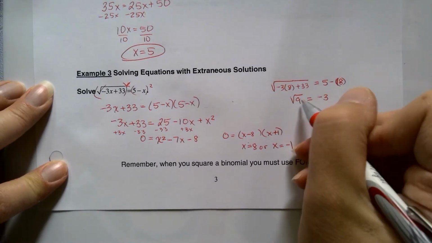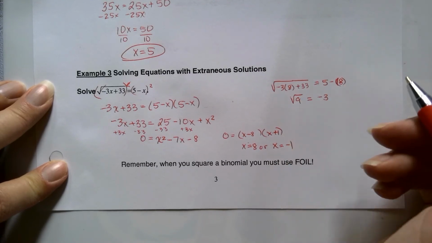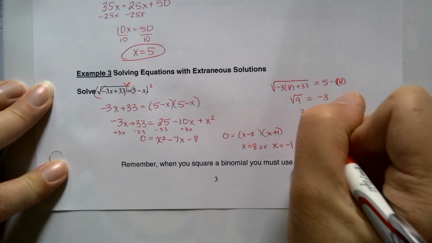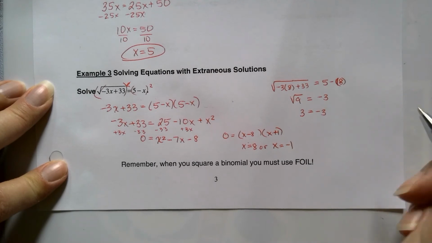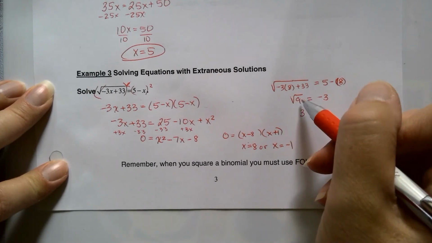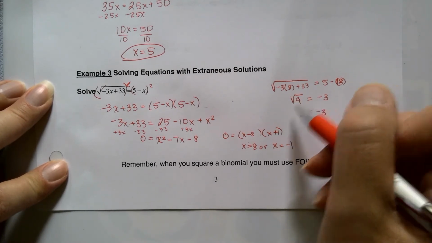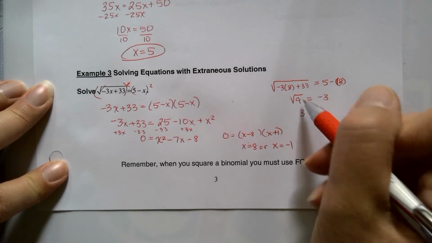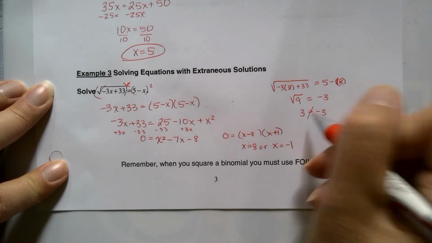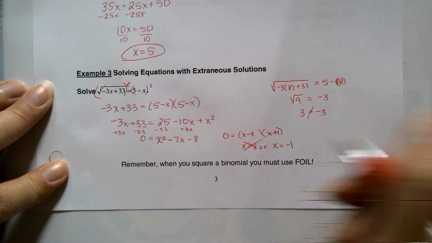Now, a lot of you are thinking, well, take the square root of 9, I get 3, I'm good. I'm not good. I get 3 equals negative 3. So when I say what's the square root of 9, I'm not asking you what squared equals 9, positive or negative. The square root of 9 is 3. I can't take the square root and get out a negative. So this is not true, so I actually have to throw that out.